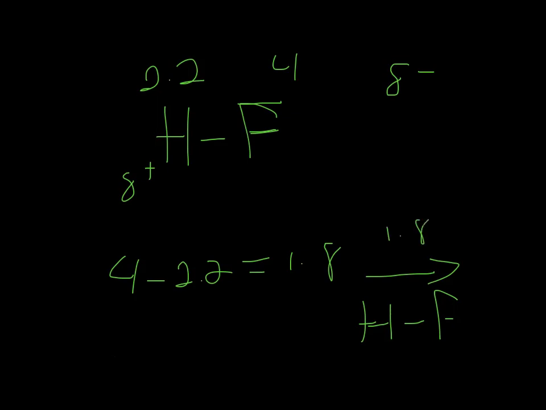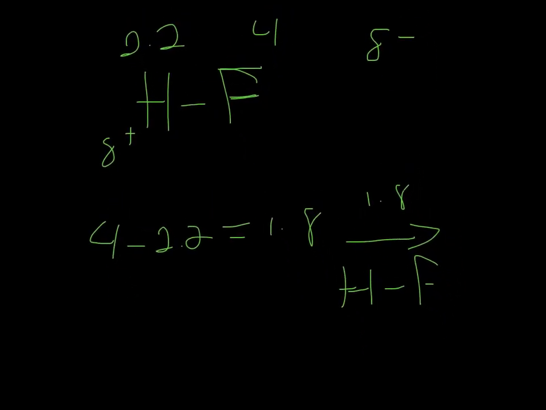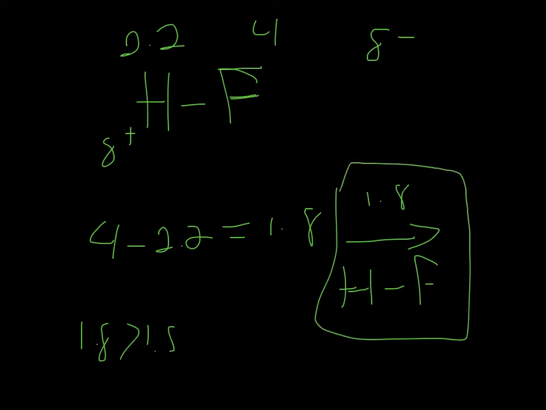Now, I believe 1.5 is considered the barrier, so because 1.8 is greater than 1.5, this molecule is considered polar. Don't trust me on the 1.5, I think it's 1.5, but it also might be 1. And there you go. And then the line shows the electronegativity.